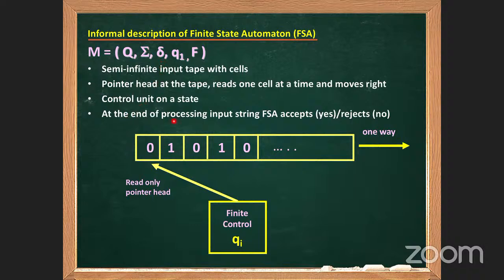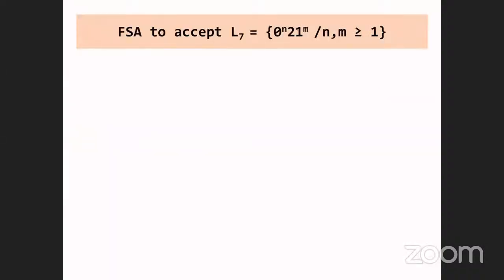At the end of processing the input, because we are supposed to place the input string on the tape, the machine can scan one symbol at a time. At the end of scanning, if the machine reaches a final state, the whole word is said to be accepted. Okay, let's have an example. We want to find an FSA that will accept this language. Well, we are familiar with this kind of diagram, which is called a state diagram.